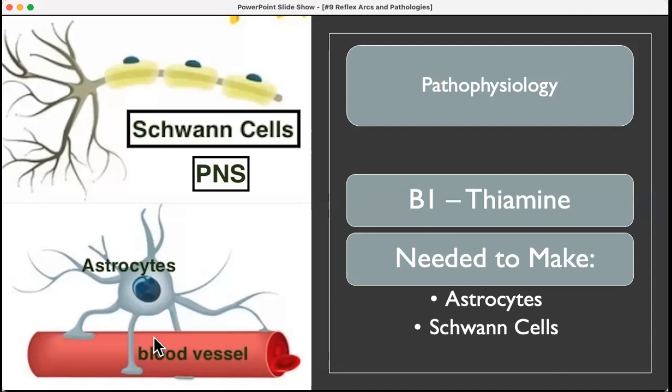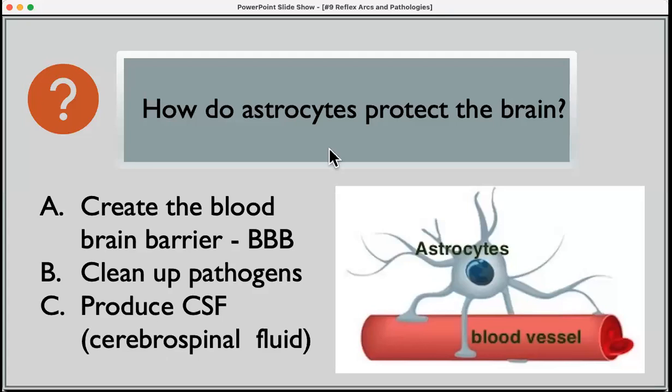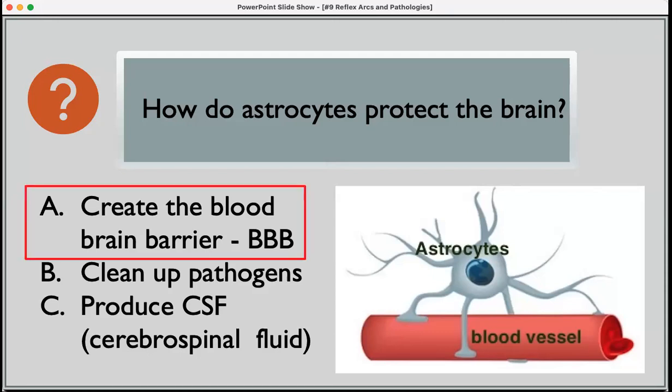So without these cells, what happens to the brain? Do you remember how astrocytes protect the brain? Do they create the blood-brain barrier? Do they clean up pathogens, or do they produce cerebrospinal fluid? And I just told you, so this is super fast recall. And the answer is they create the blood-brain barrier. They surround the cerebral blood vessels and protect any pathogens from leaking out of the blood vessels into the brain.